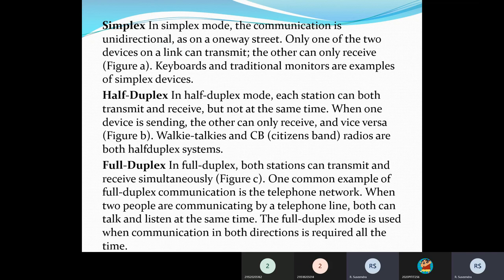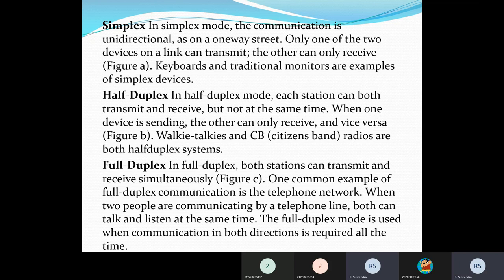In network technology, the standard example is the keyboard. A keyboard, mouse, or a USB drive is a simplex mode, where only the keyboard can work at a single time. The monitor cannot answer the keyboard, right? The mouse is also an input device. Input devices are simplex mode.